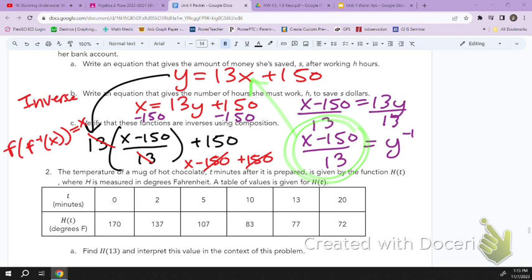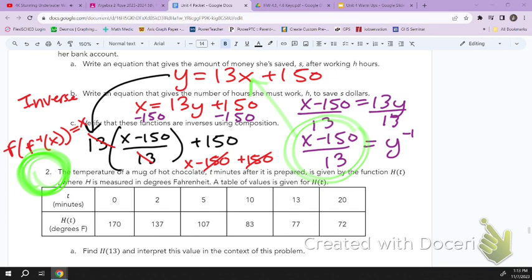Number 2. You guys ready? Number 2, I know for sure there's one of these on your test where you're interpreting an inverse from a table. You've got the temperature of hot chocolate in a mug. After t minutes, it was prepared. It's given by this function h of t, where h is measured in degrees Fahrenheit. Here's a table of values. My inputs are minutes. My outputs is how hot my hot chocolate is.